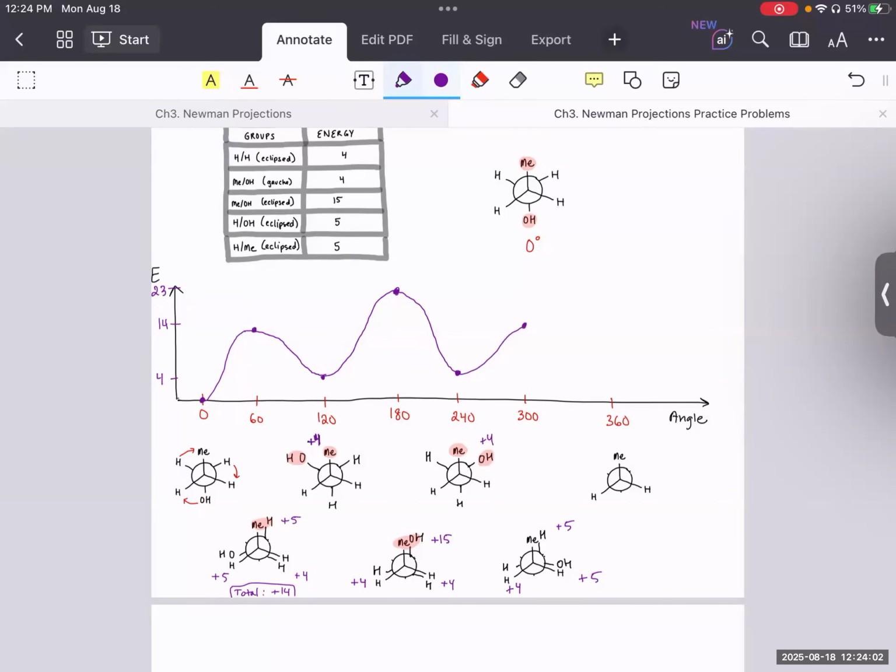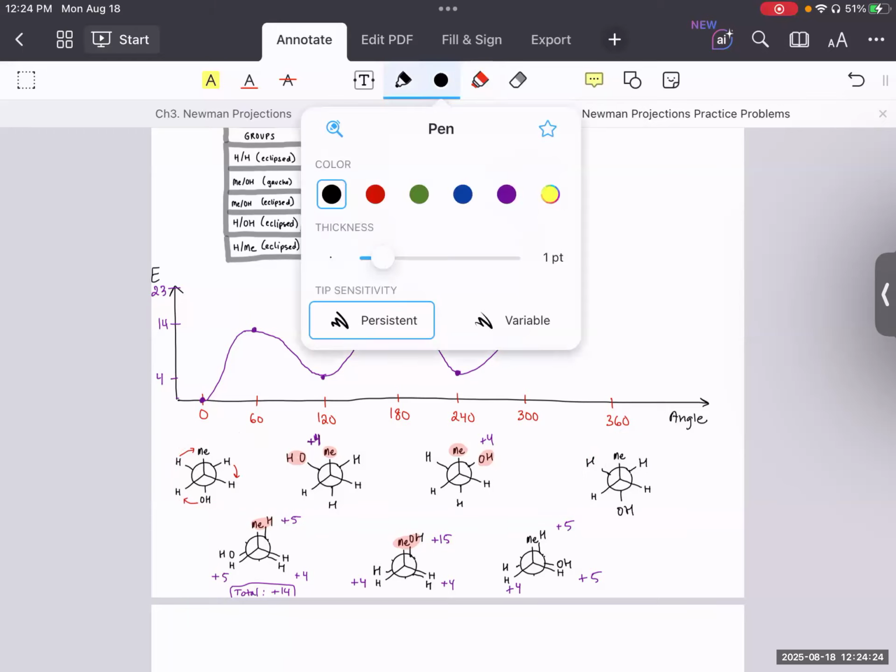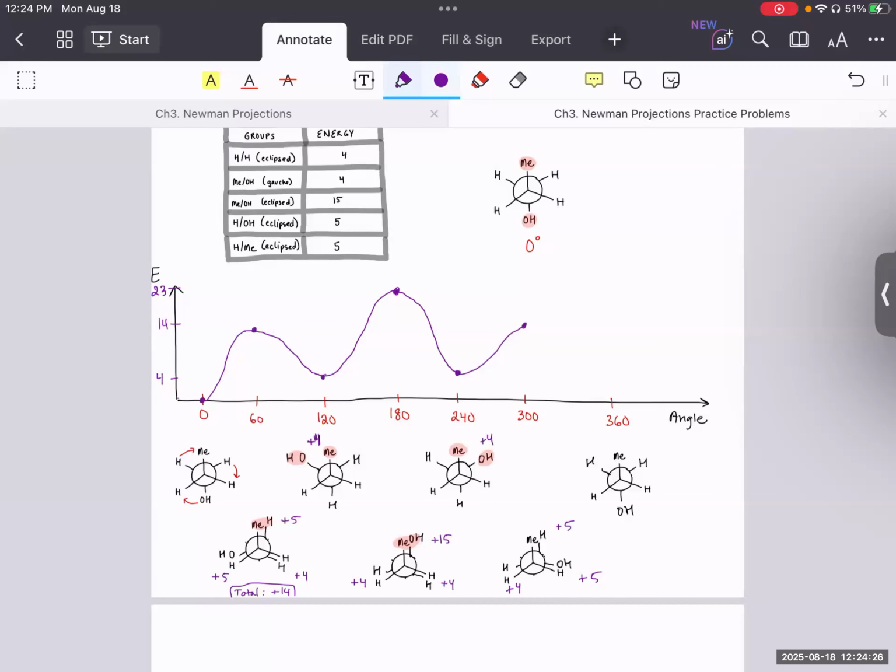For this last state, 360 is a full rotation around. So we're just back to the one that we started with, which is at 0. So 0 and 360 should always line up. It's a good way to double check that you did all the rotations correctly, because after you rotate that last 60 degrees, you should be back to the exact same structure that you started. So this structure should match this one. And that one's back to 0 because we don't have any strain between the groups.